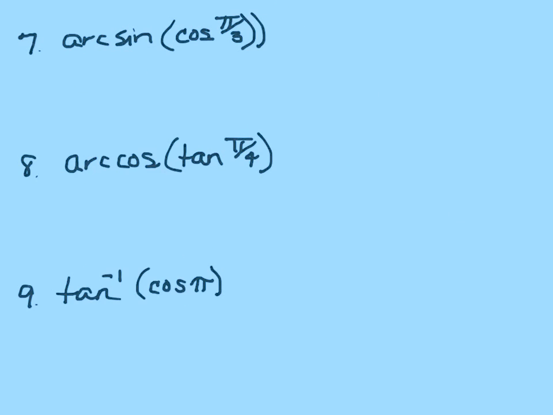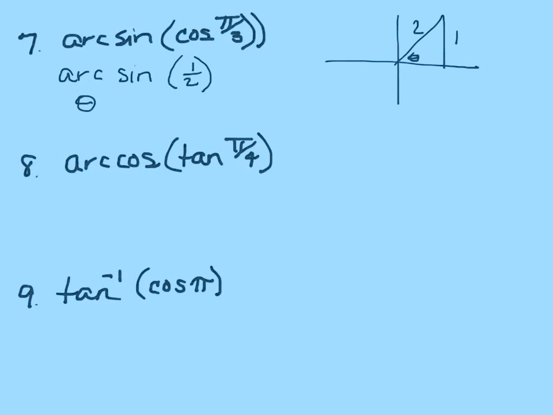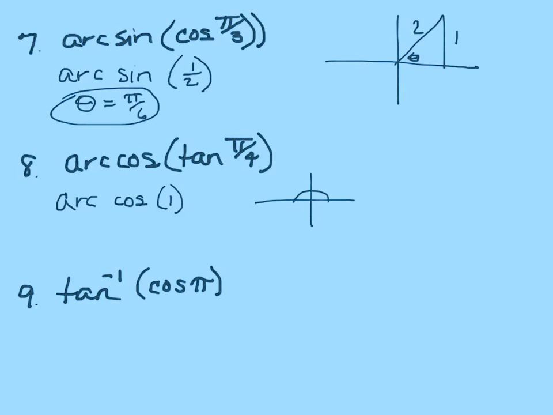Okay, here's the last few. Let's begin with cosine pi over 3. That's equal to 1/2. The angle that produced that ratio is going to be pi over 6. Next, the tangent of pi over 4 we should know now is 1. So the arc cosine of 1 is going to equal 0 because the cosine maps itself to the y value.